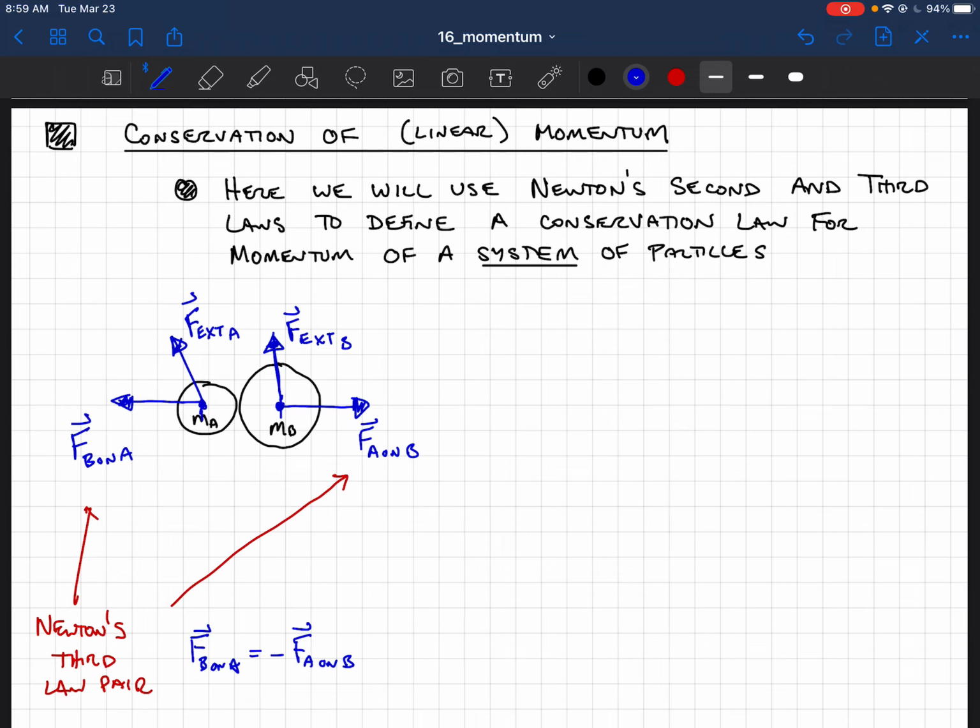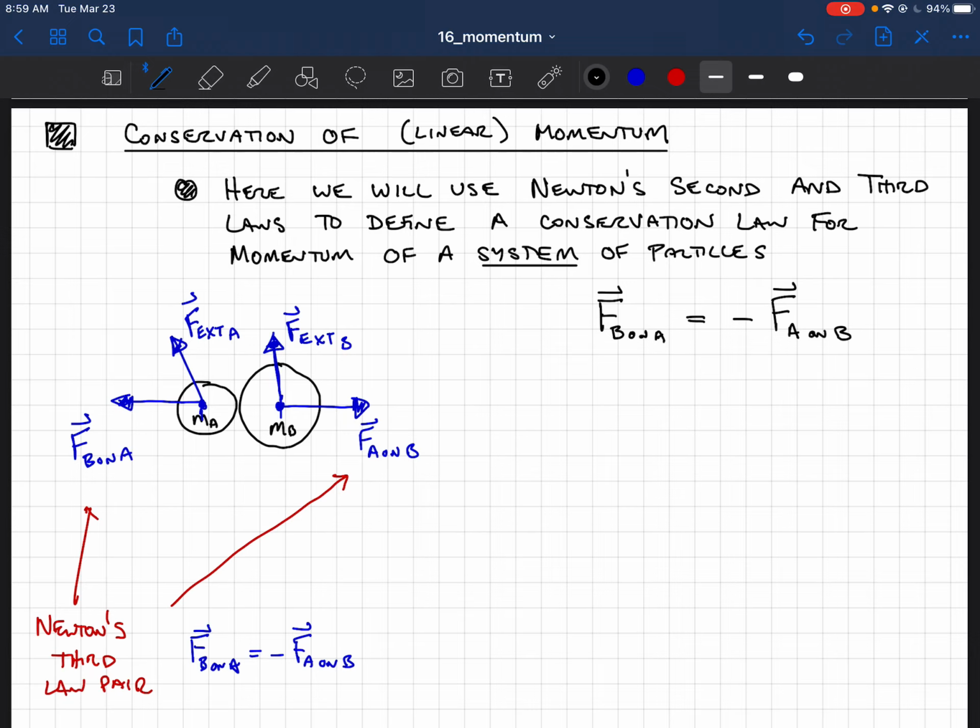So we're going to now use Newton's third law and Newton's second law to try and understand how momentum changes between these two objects, and how the total momentum of the system, meaning PA plus PB, changes over time. So we'll start with Newton's third law because it's the thing that relates the two objects. So we'll just write it down. FB on A is equal to minus FA on B. Okay?